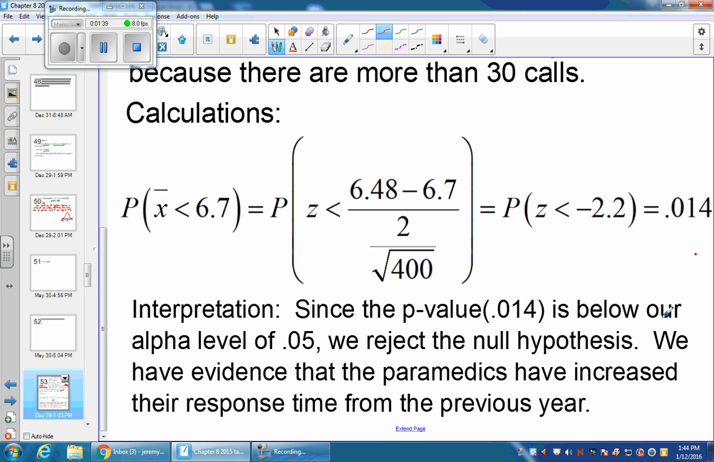since the p-value is below our alpha level 0.05, we reject the null hypothesis, and we have evidence that the paramedics have increased their response time. All right, now that's one whole significance test. Let's see if we can do some more together.